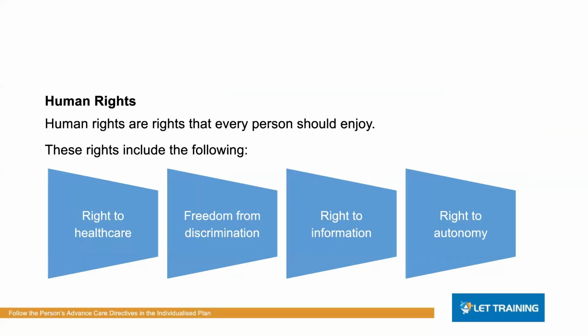Human rights are rights that every person should enjoy. These rights include the following: the right to health care. Older people have the right to receive quality health care. Governments must have laws that address the following aspects to meet the right.